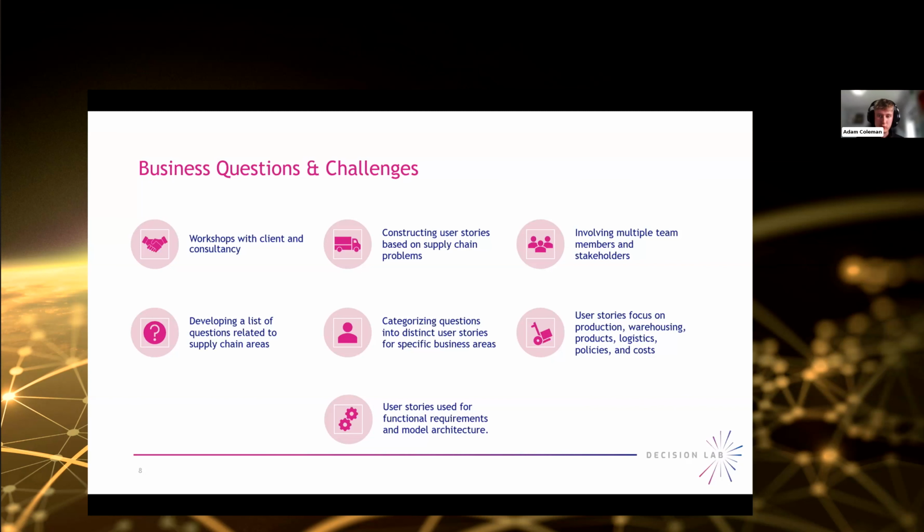We used those user stories mainly to aid in the production of these models. So we categorized them into specific business areas, like I mentioned, production, warehousing, and so on. Using those user stories, we were able to identify the exact things that the model had to include and the exact features, as well as set a list of functional requirements that the model would have to include or support in terms of runtime and so on.